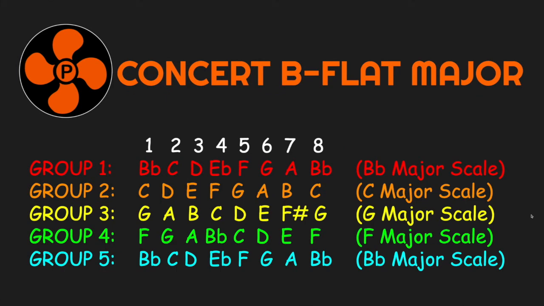Let's all take a minute to try this with our instruments. Locate your group number and your color and follow along with me playing the B flat major scale, a concert B flat major scale. Let's play this scale ascending and descending in half notes. Ready? 1, 2, set, go. Back down.